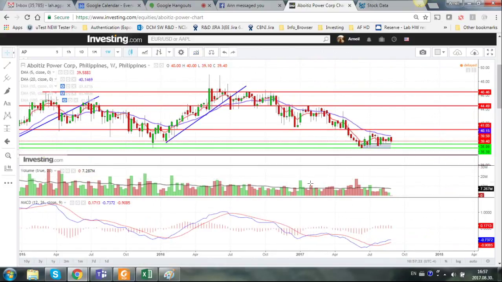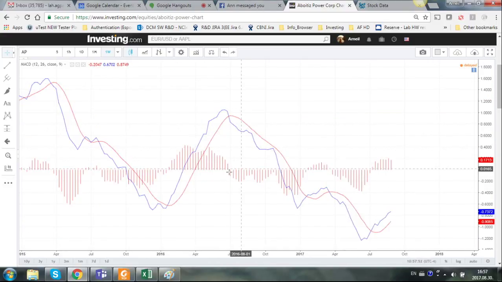MACD, as I said, is also using exponential moving average. The MACD line is the difference between the exponential moving averages of 26 and 12. Then the MACD line can be plotted. The signal line is just the exponential moving average of 9. So we use that as buy and sell signals, the crossover.